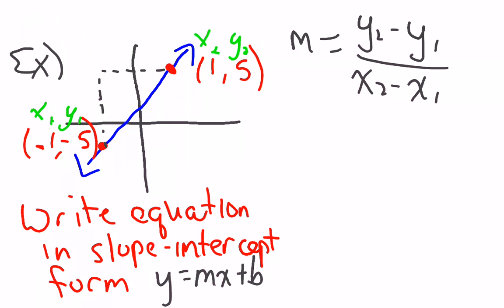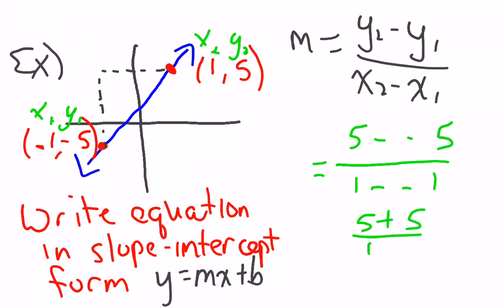Now we plug them in. So y2 is 5 minus y1, which is a negative 5. And then x2 is 1 minus x1, which is negative 1. Now what happens when we have 2 negatives? They become a positive. So 5 plus 5 over 1 plus 1. And so 5 plus 5 is 10. 1 plus 1 is 2. 10 divided by 2 is 5. So our slope is going to be 5.